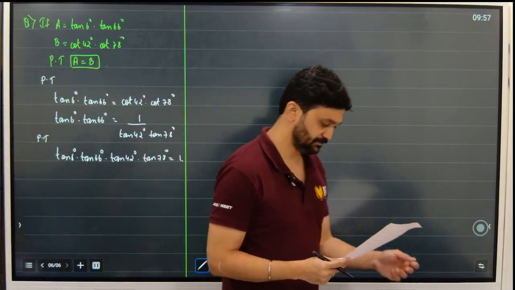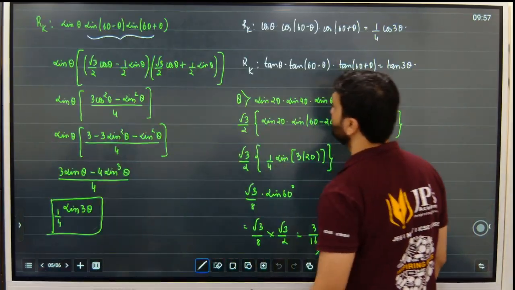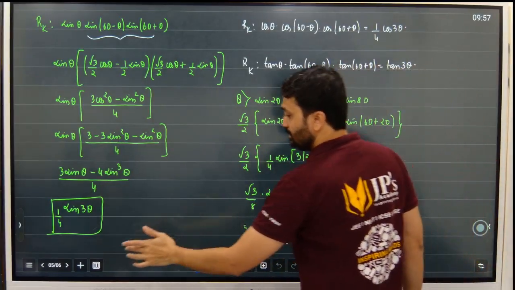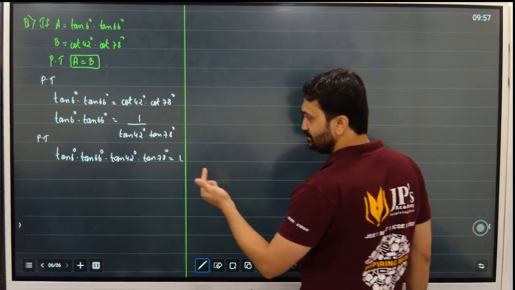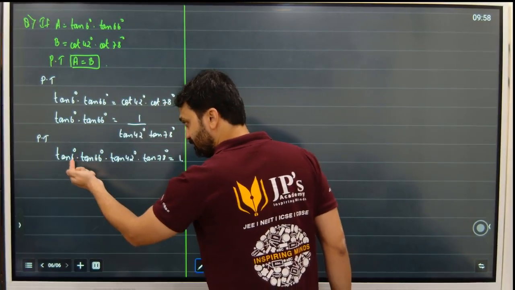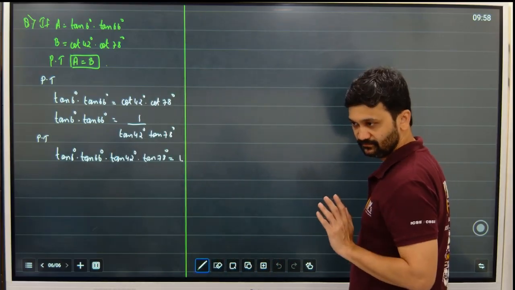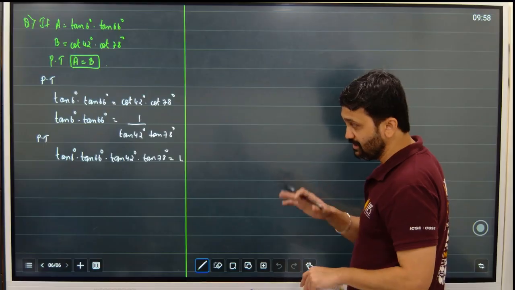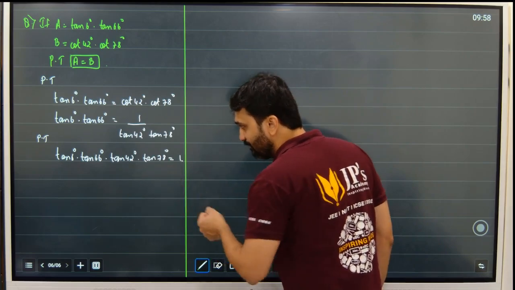tan 6 tan 66 tan 42 tan 70. Now look, look at this: tan theta, 60 minus theta, 60 plus theta. Let's find out if the pattern is matching. 60 plus 6 is 66, and 6 is also given. The problem is that there is no 60 minus 6. Now there is one more problem, if you look carefully, 42 is given and 78 is given.